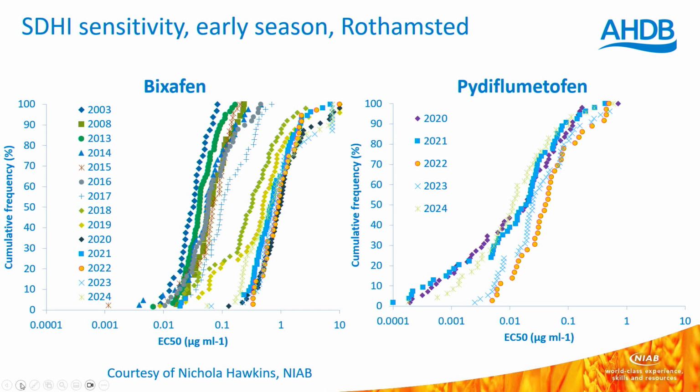And this is the SDHIs, just two examples here. Again, you can see that there's been some change in sensitivity over time. But it's a much more complex picture, because there's a whole series of different mutations involved, and some of them compromise sensitivity and others seem to have a minor effect. So at the moment the SDHIs are still useful tools, but we have to keep an eye on it to make sure that they don't go the way of the strobilurins, for instance, the QOIs.